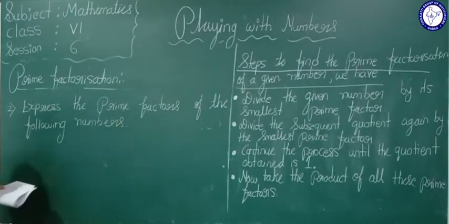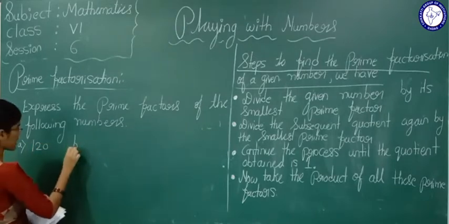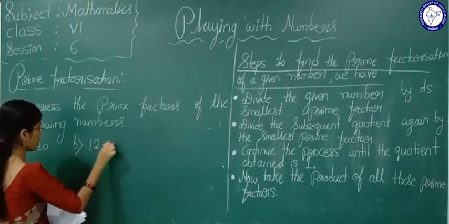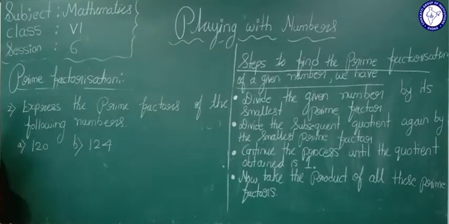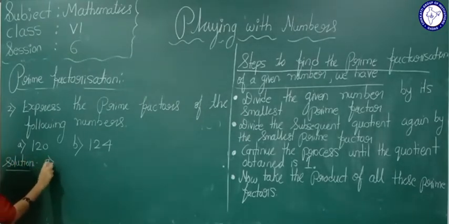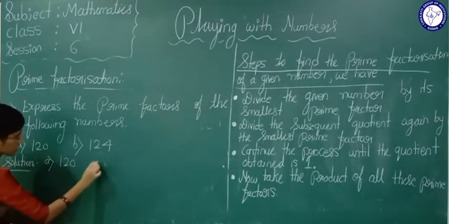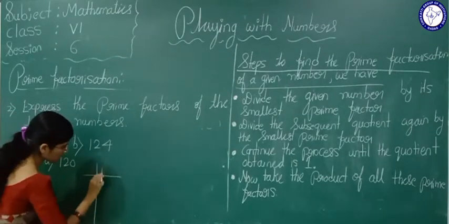So in that they are given first one 120, second one 124. Now see here, solution A: 120. Okay. Now see here, 120 is there.